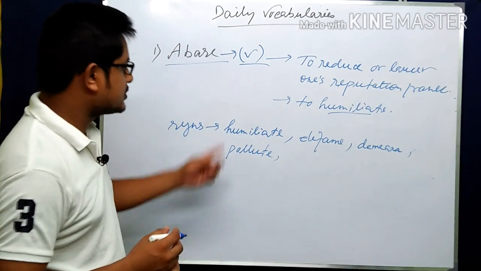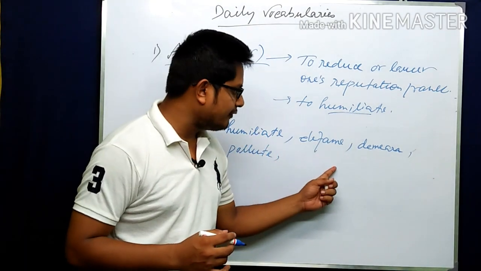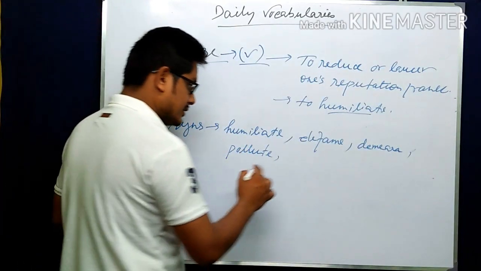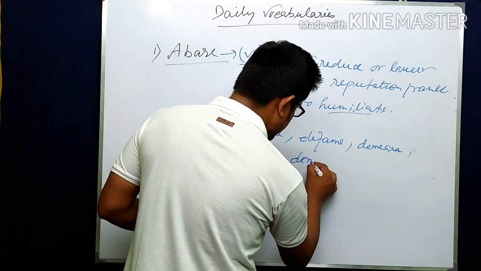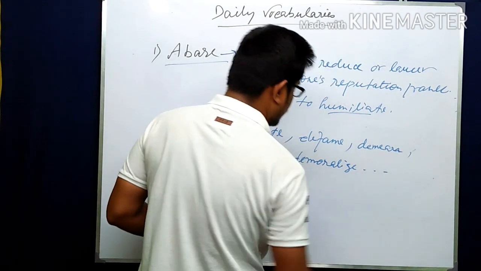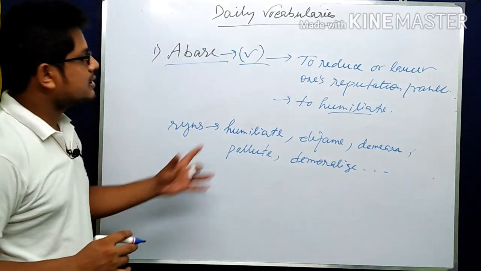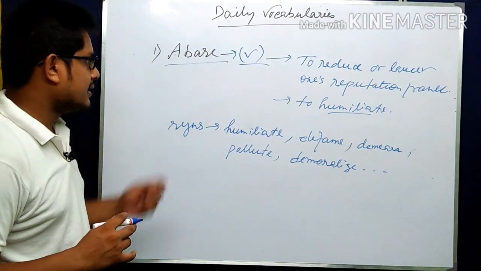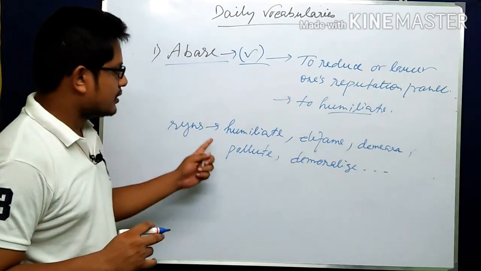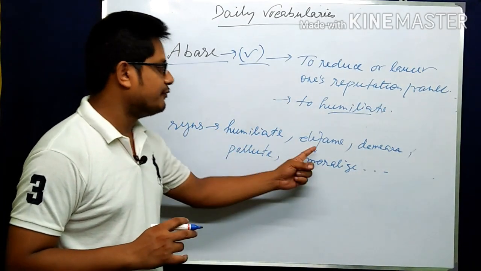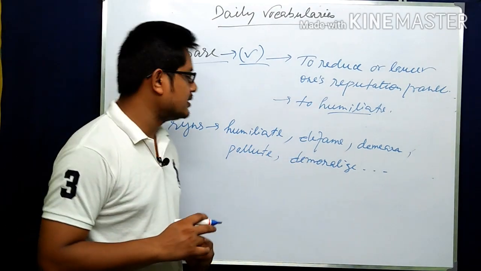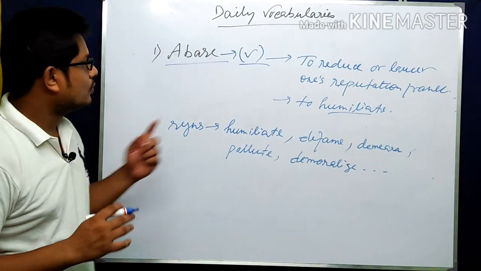Clear? So you can use humiliate, defame, demean, pollute, demoralize, and so on. These are the synonyms of abase. Abase means the same, to reduce one's reputation. You can also use humiliate, defame, demean, pollute, or demoralize, right? So this is word 1.